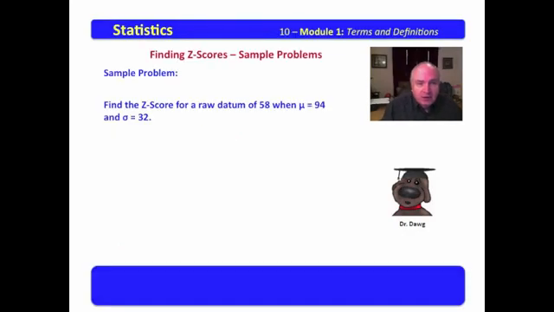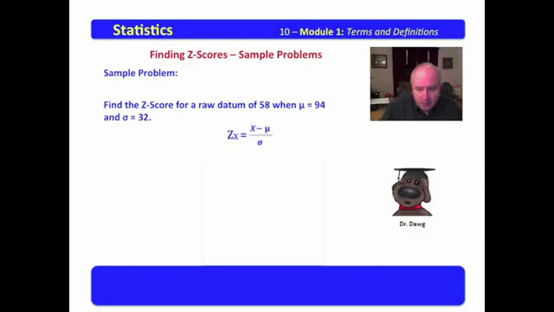We will start out with this problem. As always in any problem, the first thing you do is read the problem, then you identify what type of problem it is, and then look for a means or a formula which might help you solve it. We read this and we see it says find the z-score for a raw datum of 58 when mu equals 94 and sigma equals 32. Obviously, this is a z-score problem. We would know that because we're in the section finding z-scores, obviously, but we would see that in the problem. This is also a population since we have mu and sigma.